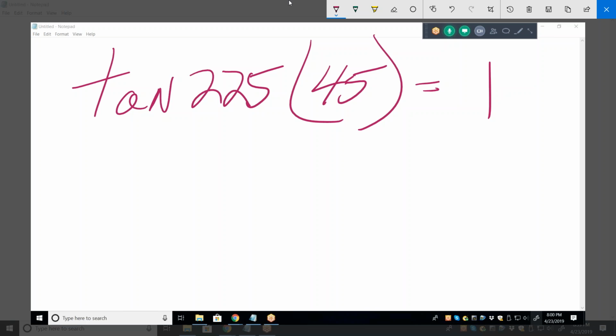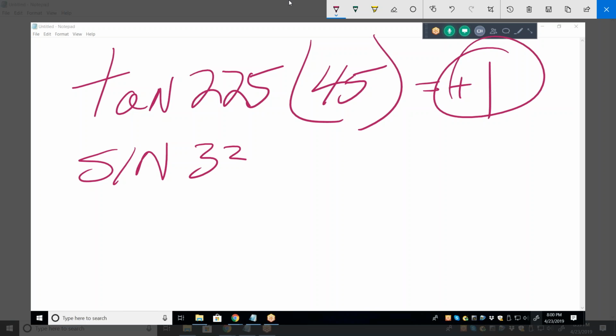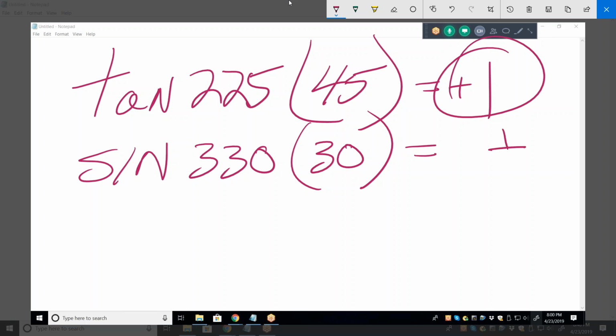All students take calculus. Positive. There's your answer. Okay, let's do another one. Equivalent first quadrant angle. 30. Sine of 30. So opposite over hypotenuse. It's 1/2, half.